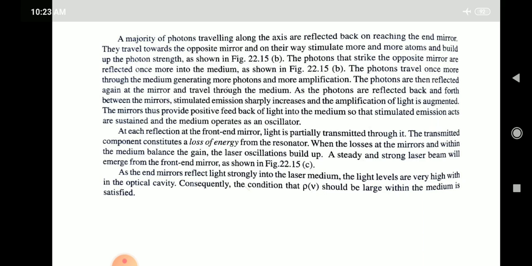As the end mirrors reflect light strongly into the laser medium, the light travels many times within the optical cavity. Consequently, the condition that rho nu should be large within the medium is satisfied. This completes the laser process.